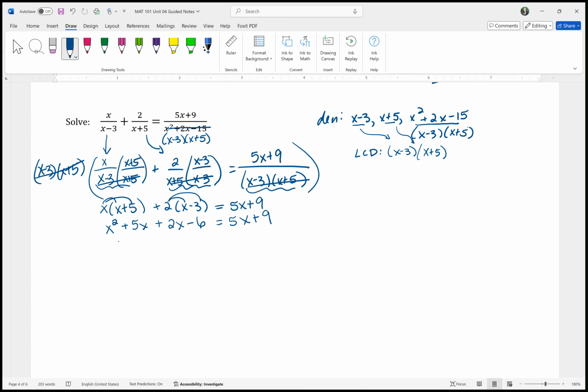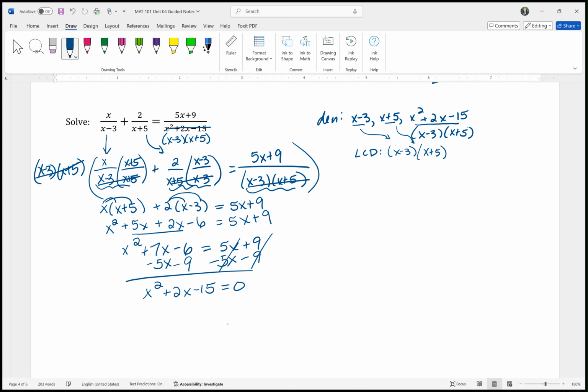So let's add like terms. That's going to be these two. That would be x squared plus 7x minus 6 equals 5x plus 9. And we need this set equal to 0, so we're going to move this 5x and the 9 to the left by changing both of those signs. So minus 5x and minus 9. That's going to be x squared plus 2x minus 15 equals 0. Those cancel. And now we're factoring again.